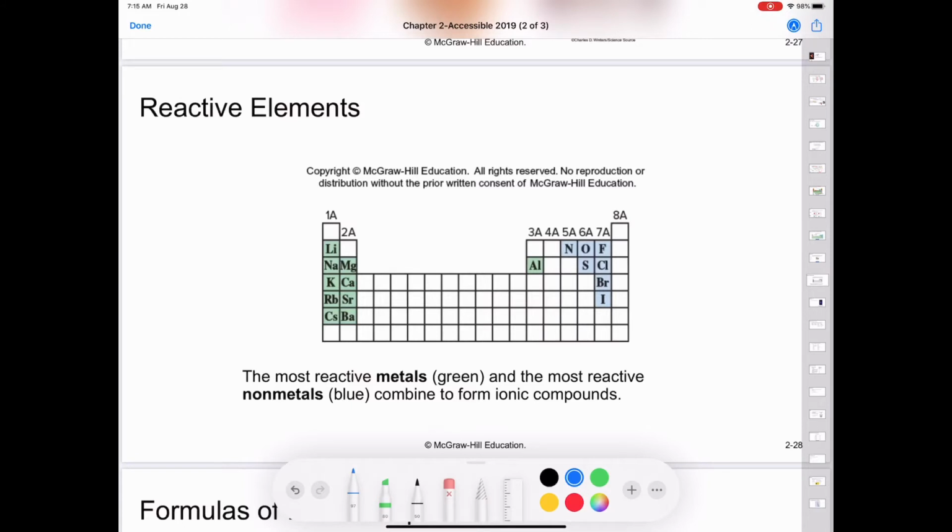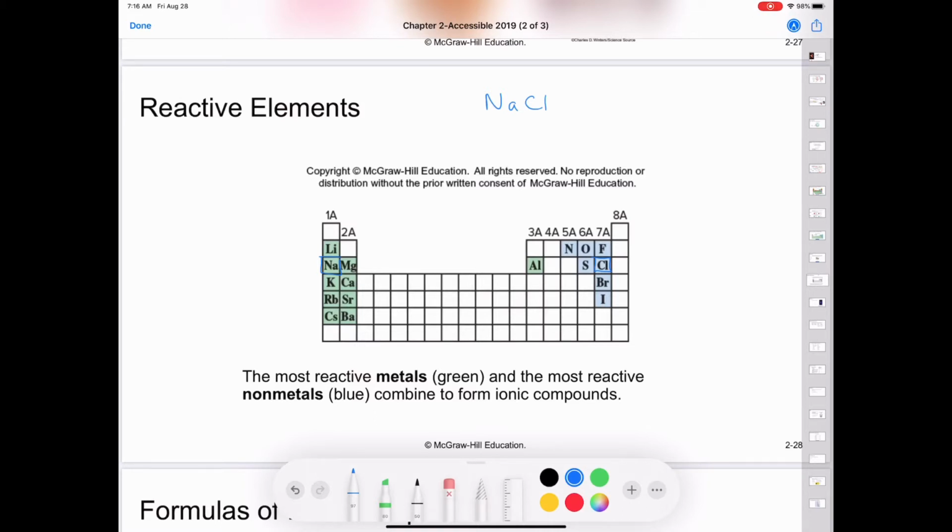I should also point out that ionic compounds are made from metals and nonmetals. Let's take our example of sodium chloride. Sodium is a metal, found in group 1A. Chlorine is found in group 7A, a halogen, and it is a nonmetal. So ionic compounds are made from the combination of metals and nonmetals. On this slide, we see some of the more reactive metals highlighted in green and some of the most reactive nonmetals highlighted in blue.